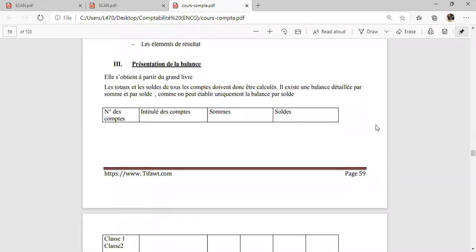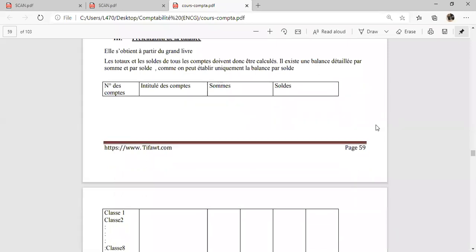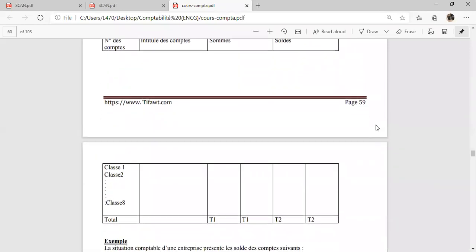So there's another question in the chat bar. Let me just look at it. Yes, so these T1 and T2 are totals for the sum and the solde respectively. So in a situation where we have the colonne de mouvement, we have T3 as well.